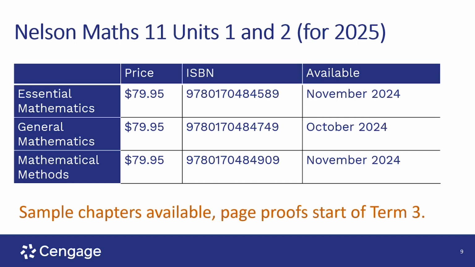And these are the prices, so $79.95 for the print book that comes with a code for Nelson MindTap, our online platform of resources, and these will be published in October and November. We do have a sample chapter from every book available for you to look at, and we'll be going through the general maths one today, and we will also have full page proofs from the start of term 3.